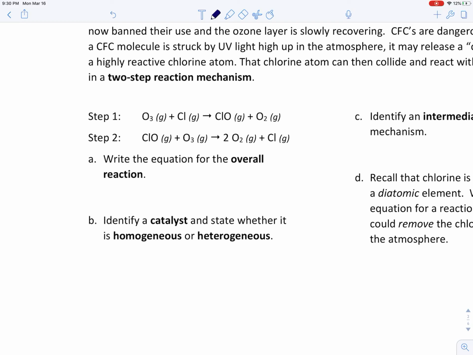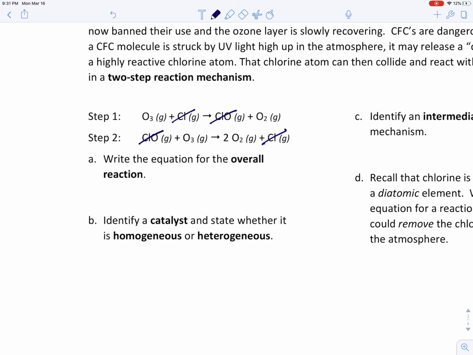It says write the equation for the overall reaction. If you want, you can pause the video and try that yourself. So like we did earlier, we're going to cross out things that appear on both sides of the reaction. So we can cross out the ClO. It was produced in step 1 and used up in step 2. We can also cross out the Cl. It was a reactant in step 1 and Cl is a product in step 2.